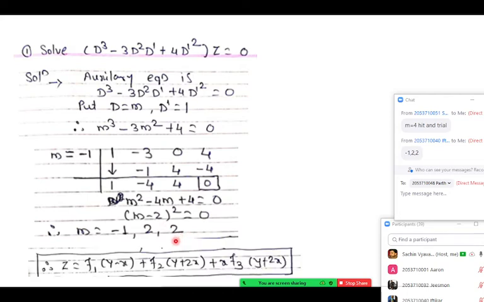I show you the answer. The answer is at the bottom here: f1 of y minus x plus f2 of y plus 2x plus x f3 of y plus 2x. That is about the complementary solution. And here there is no particular solution or particular integral, because the RHS is 0, so PI is 0. So only that ZC will be the complete solution.